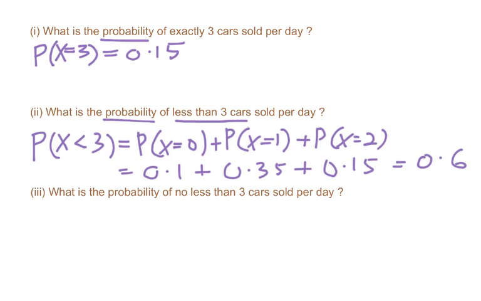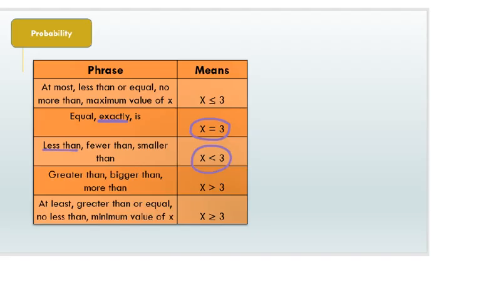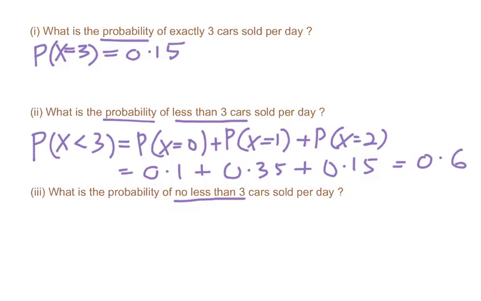So we go with the last one. It says the probability of no less than 3 cars. What is the symbol again for no less than? We refer to the table. No less than, so we have here no less than, and you know that your symbol is x greater than or equals to 3. So for the probability, we calculate P of x greater than or equals to 3. Again, you are having greater than or equal, which is not the equal symbol, so you need to change this in terms of the equal symbol.